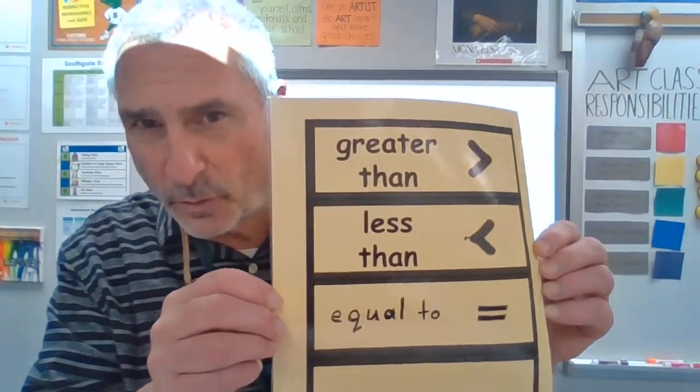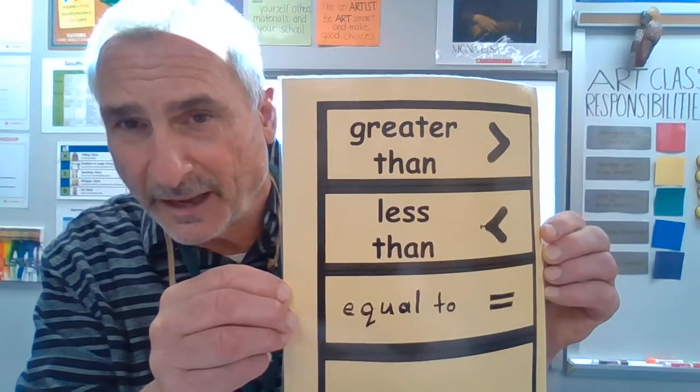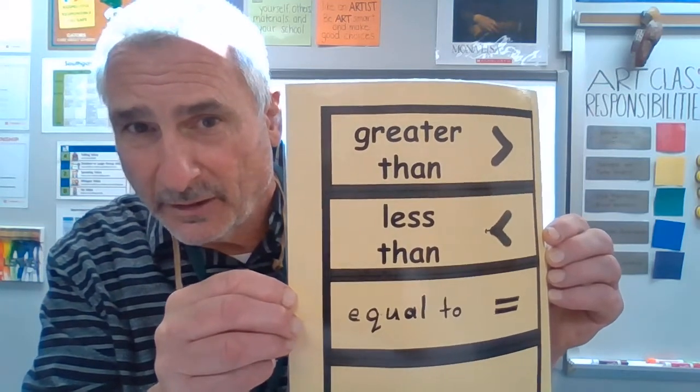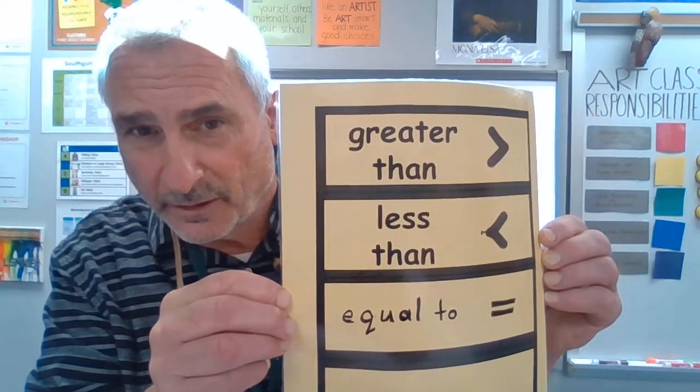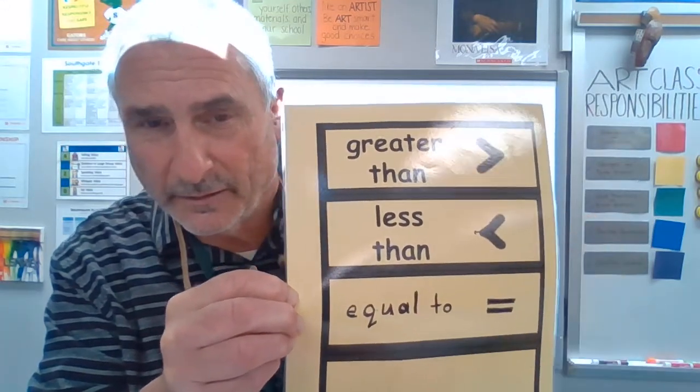And then I just wanted to show you this. This is what we'll be doing today. Less than, the arrow points to the left. Greater than, it points to the right. And then, of course, the equal sign. Let's get started.